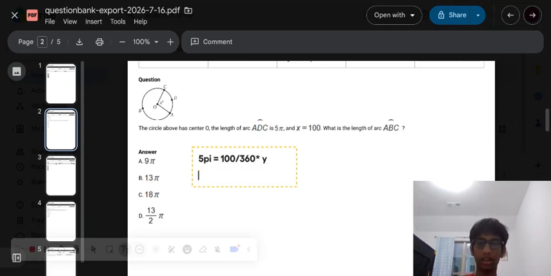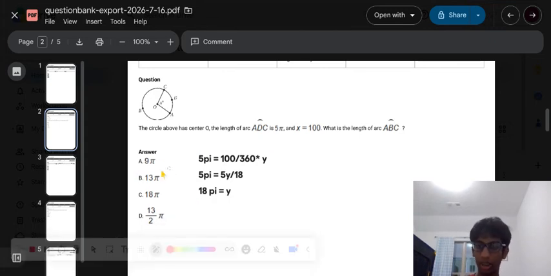Okay, first we need to simplify this a bit though. So 5 pi would be equal to 10 over 36 y, right? And then this would be 5 over 18, right? Then multiplying both sides by 18 over 5, we get 18 pi is equal to y. We know y is our circumference, and ABC is just the circumference minus ADC. We know that ADC is equal to 5 pi, so 18 pi minus 5 pi is 13 pi, which is B.